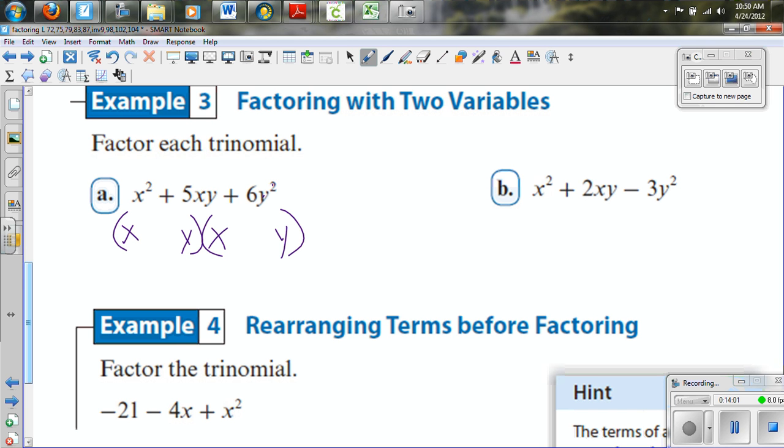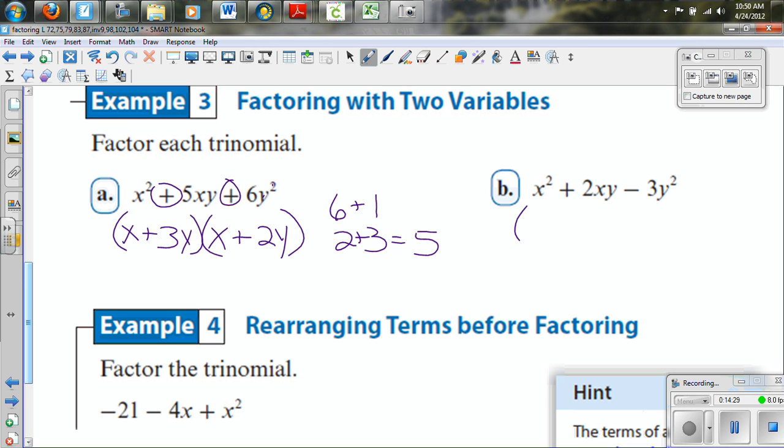So let's look at 6. This is positive, so we're going to add factors of 6. So 6 and 1, or 2 and 3. And we're going to add them, and we're going to get 5. So which ones add together to get 5? These 2 and 3 do. So 2 and 3. And since this is positive in the middle, we know that both of these have to be positive. So x plus 3y and x plus 2y are our factors.